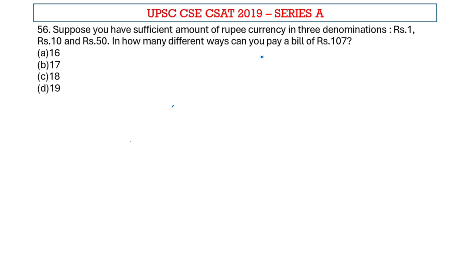Suppose you have a sufficient amount of rupee currency in three denominations: rupees 1, 10 and 50. In how many different ways can you pay a bill of 107? So the sum should be 107, and we have different currencies of rupees 1, 10 and 50.